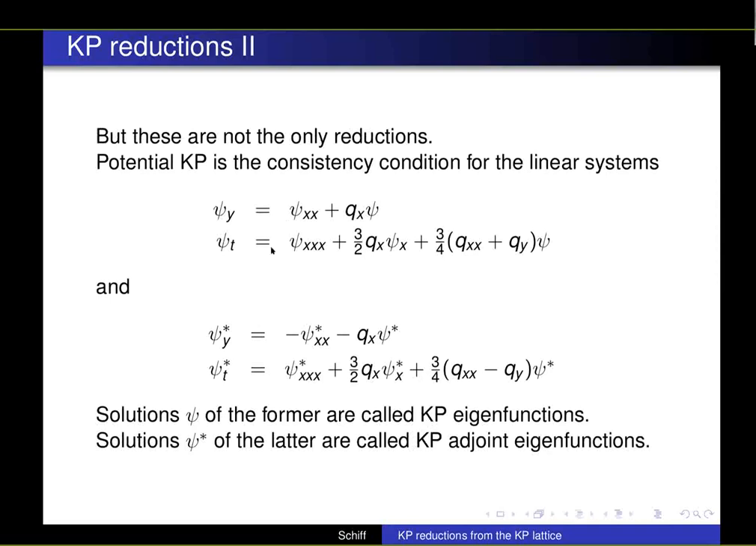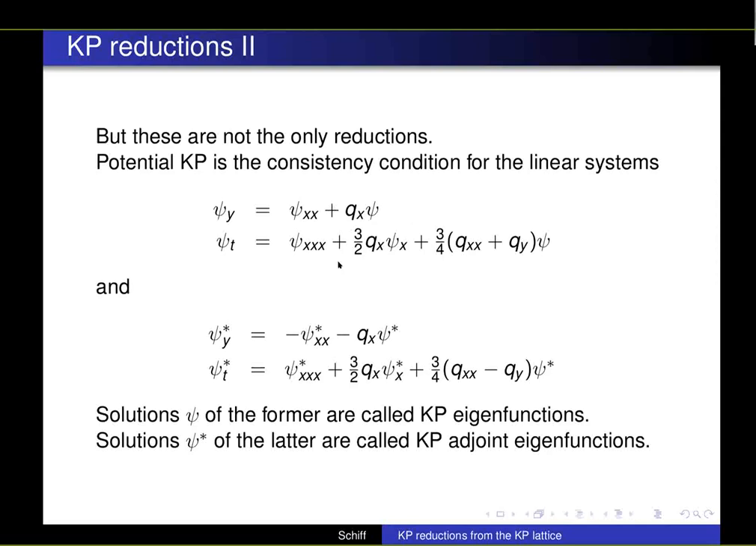And here is an equation for psi t. You'll notice these are both linear equations. If you look at the consistency of these linear equations, I'm telling you what the evolution in the y direction is, and here what the evolution in the t direction is. The cross derivatives have to be equal. If you impose the equality of the cross derivatives, you find that Q has to satisfy the potential KP equation, maybe up to some kind of translation. So this is a linear system, the consistency of which implies KP.